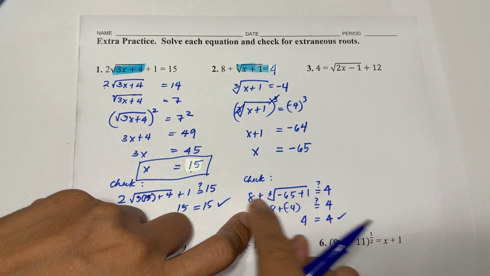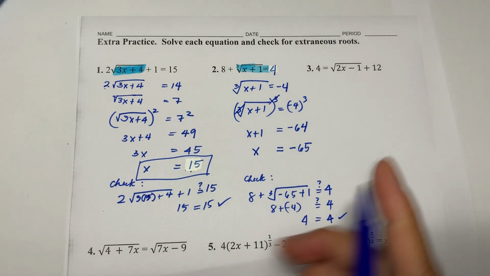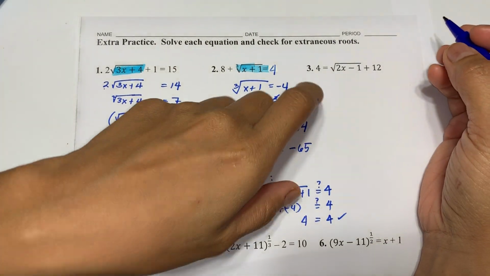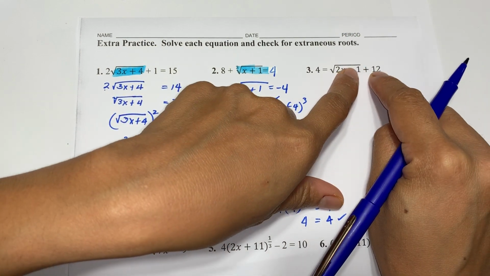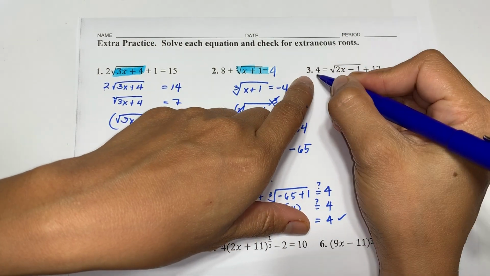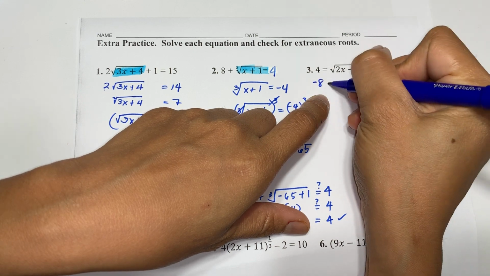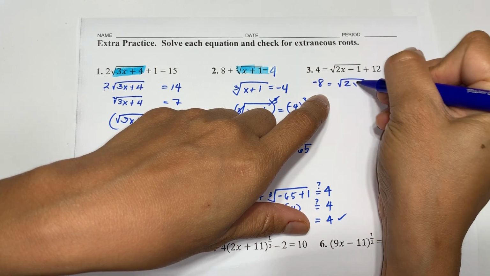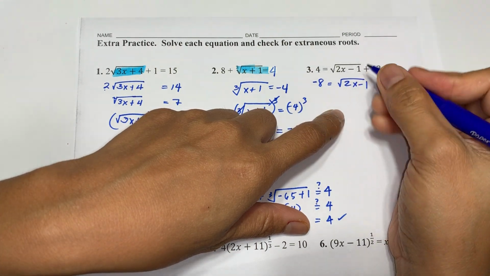So again, you can just put this in your calculator. You should get 4. So that works out too. Same process here. Again, isolate the radical. Take away 12. So 4 minus 12 is negative 8, equals square root of 2x plus 1 or minus 1. Square both sides.